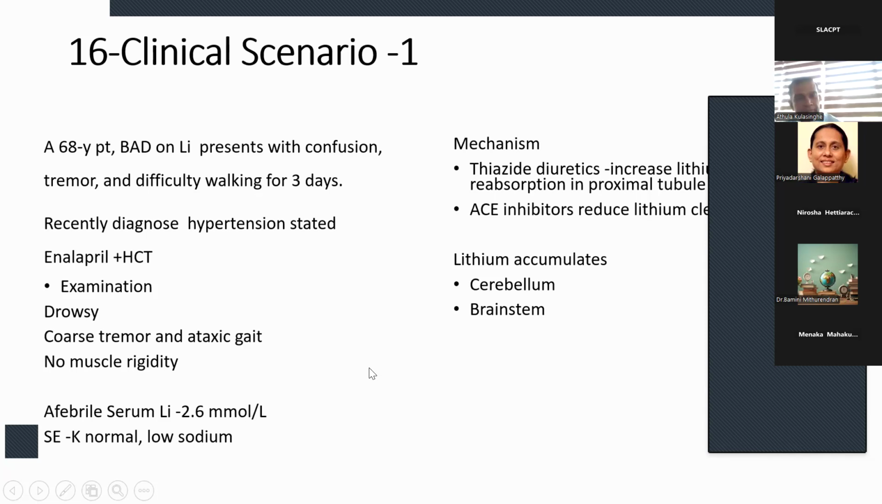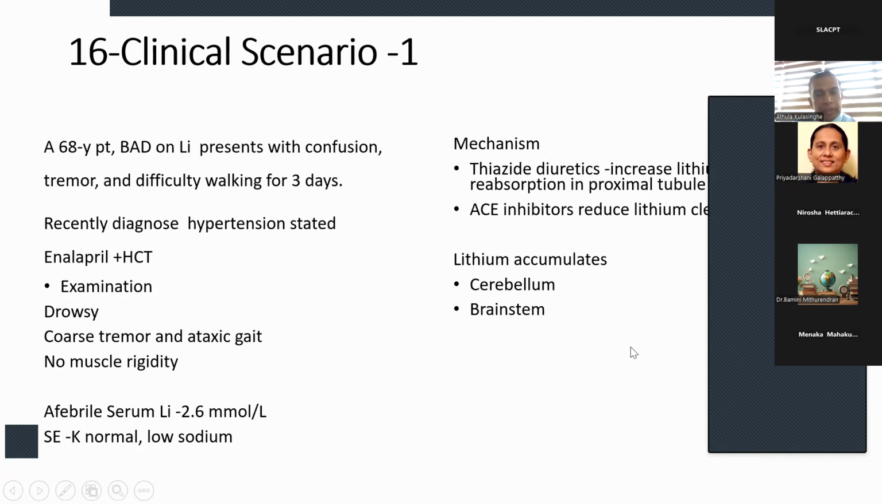So what is the mechanism here? These are commonly used drugs, ACE inhibitors and HCT, the first-line drugs in hypertension. Not all patients develop this kind of presentation, but in patients who are in a risk category, elderly patients on multiple drugs, with organ failure, it can cause poisoning through the following mechanisms, right?